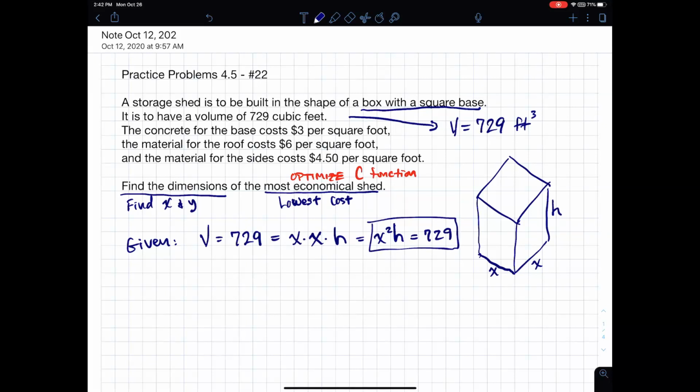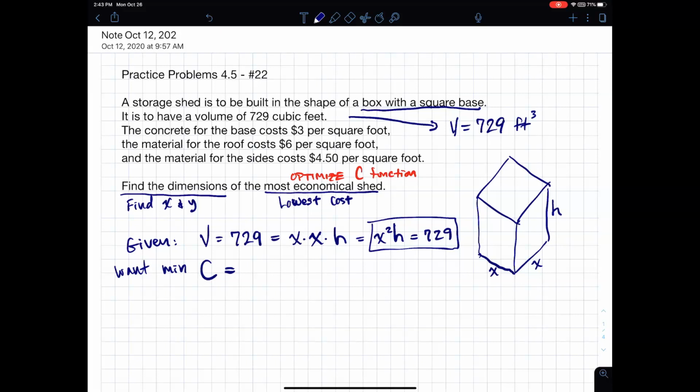All right, so that gives us a relationship between X and H, the sides of the square base and the height of my box. And what I want is minimum C value, minimum cost, where the cost can be calculated by multiplying the square feet of each surface times the cost of which surface I'm talking about. So let's go through. $3 per square foot for the base.